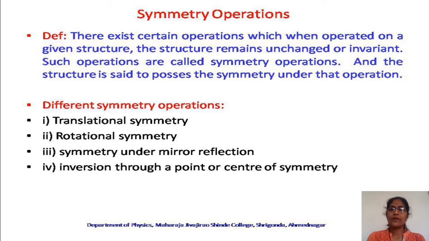Such types of symmetries are present in crystals also, and all these operations related to symmetry present in a crystal are named as symmetry operations. There exist certain operations which, when operated on a given structure, leave the structure unchanged or invariant. Such operations are called symmetry operations, and the structure is said to have symmetry under such operations.